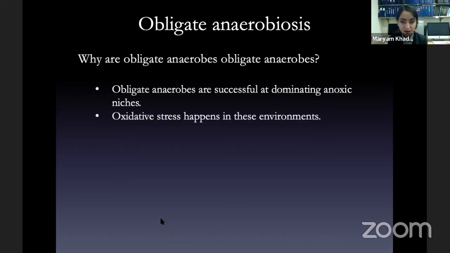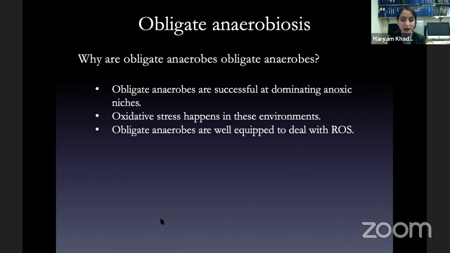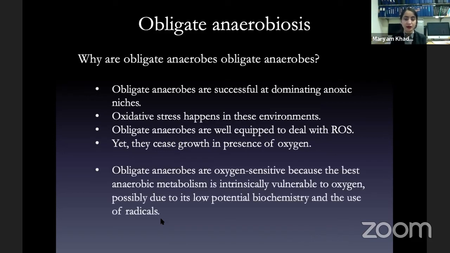Oxidative stress does happen in these conditions, and these cells have enzymes and equipment to deal with situations of oxidative stress. But still, they cease growth in the presence of oxygen. And we think the reason for that is that obligate anaerobes are oxygen sensitive because the best anaerobic metabolism is intrinsically vulnerable to oxygen.